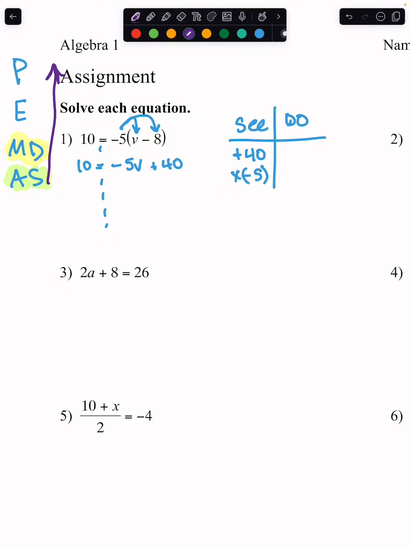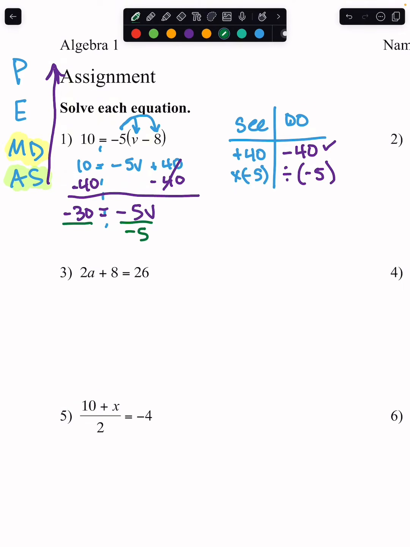All right, so let's look back at my C-do table. If I have plus 40, I should have a minus 40. And if I have a times negative 5, I'm eventually going to end up dividing by negative 5. So let's start off with addition, subtraction first. I need to go ahead and minus 40. 10 minus 40 is negative 30, equals negative 5v. Now I need to divide by negative 5, and you'll get that v equals a positive 6.